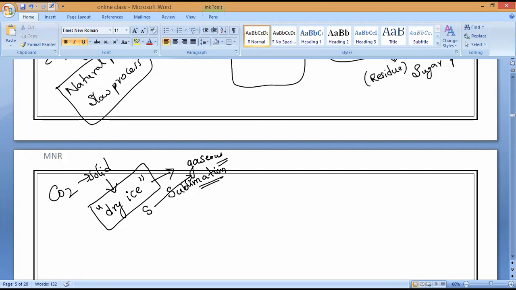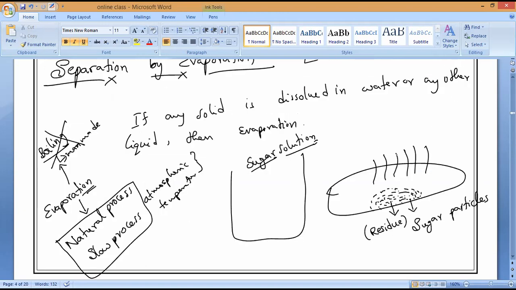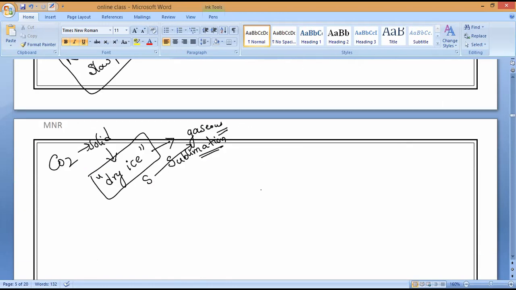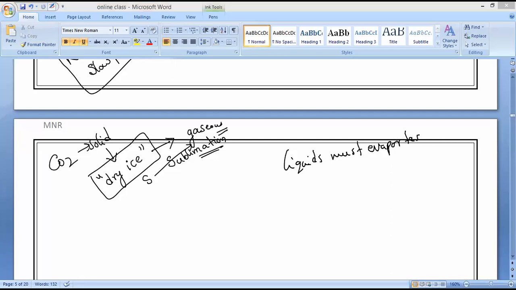Solid to gas. What technique will you use? Sublimation. You have to remember that in this evaporation process, liquids must evaporate quickly. Liquids must evaporate, but solids do not vaporize easily.